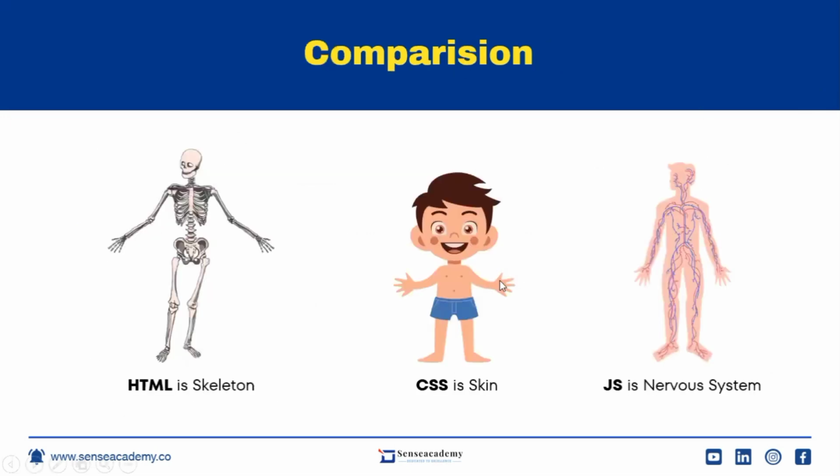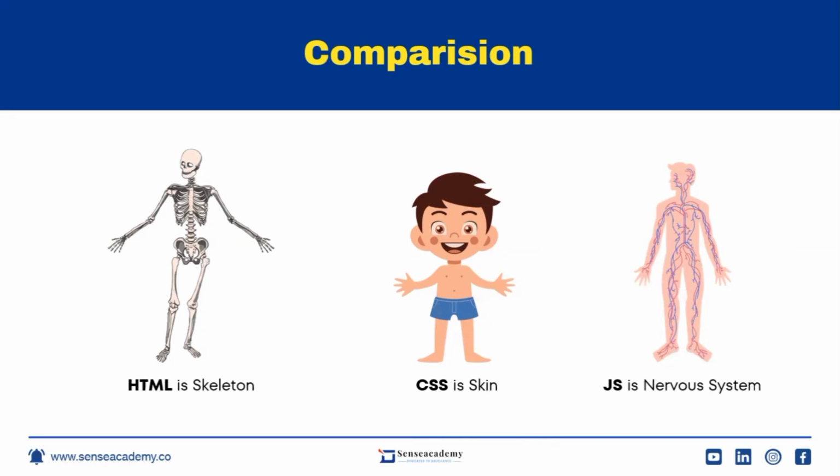Now you can see we have diagrams here where we represent the skeleton as HTML, the skin as CSS, and the nervous system as JS. So we can see how a skeleton looks without CSS, like how HTML looks without CSS. And when we apply CSS on HTML, how good it looks. It looks attractive. So this is the basic difference that I want to teach you between HTML and CSS.